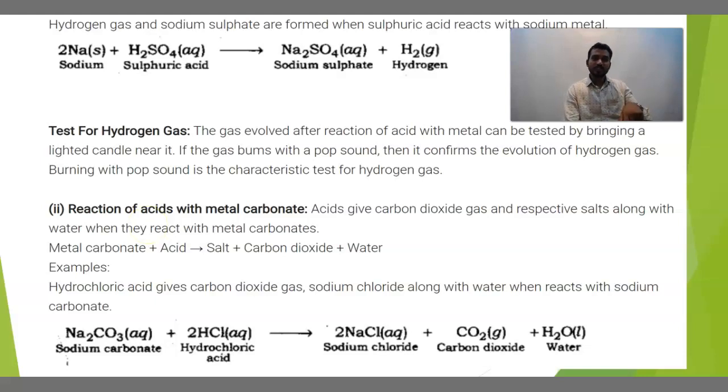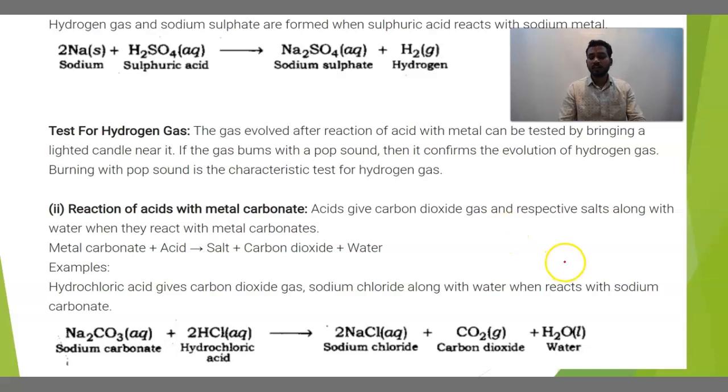This test is also known as the POP test. It is mentioned in your textbook, but we have given some information related to that. The gas evolved after the reaction of acid and metal can be tested by bringing a lit candle near it. If the gas burns with a pop sound, it indicates the evolution of hydrogen gas. You can see that experiment and read these sentences simultaneously, and you will understand. Anyways, the next chemical property is the reaction of acid with metal carbonate.